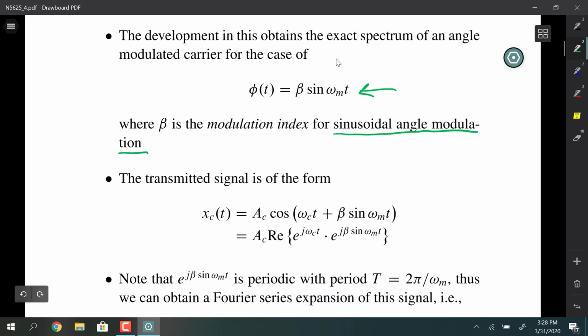So we're going to handle the single sinusoid case right now. So we're going to let phi equal beta sine omega m t, and like I was saying before, beta is called the modulation index. That's the peak phase deviation. So this controls the peak phase deviation.